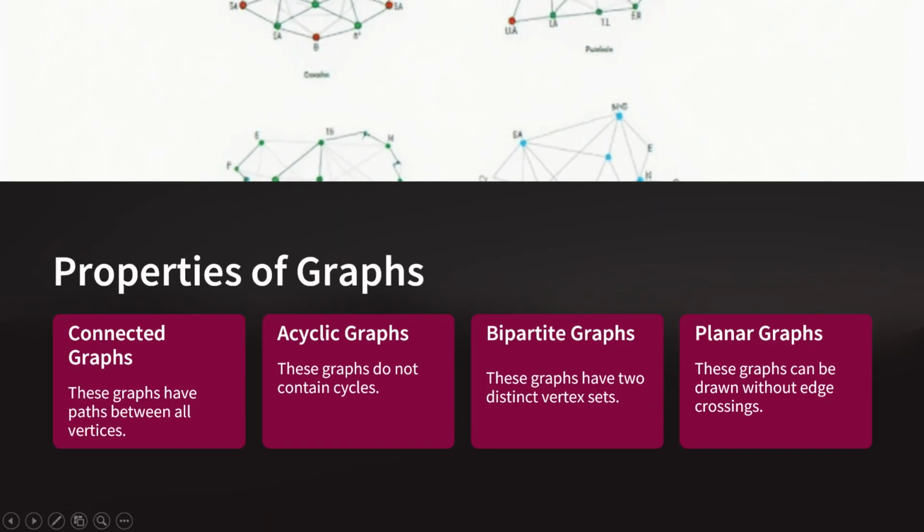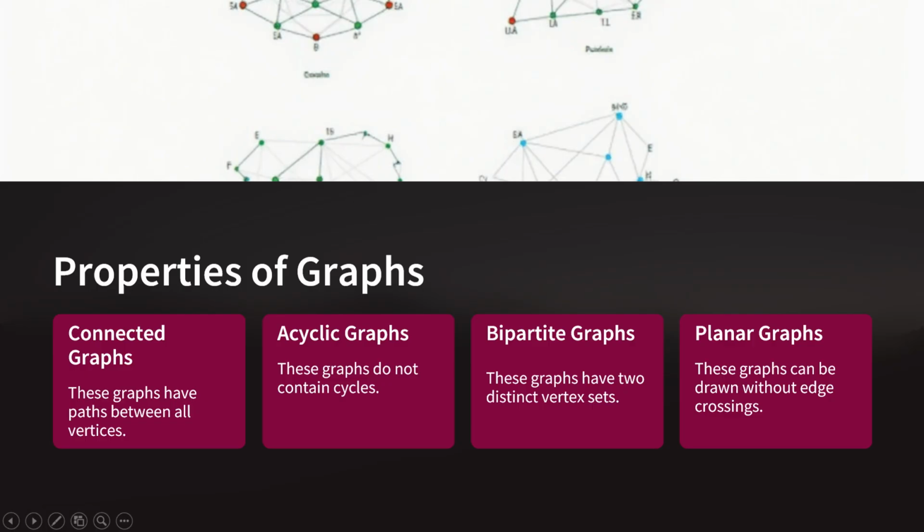So graphs can have important structural properties. A connected graph is one where there is a path between every pair of vertices. If you can't get from one vertex to another, the graph is disconnected. An acyclic graph is one that contains no cycles, that is, no closed loops. A special kind of acyclic graph is a tree, which is a connected graph with no cycles. Trees are incredibly important in data structures and network design.